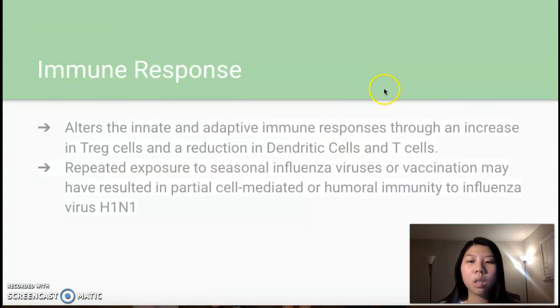As for the immune response, these are the innate and adaptive immune responses. The H1N1 virus altered the innate and adaptive immune responses through an increase in regulatory T cells and a reduction in dendritic cells and T cells. Some immunity has been built up through repeated exposure to seasonal influenza viruses and getting your flu shot and vaccinations, and these have resulted in partial cell-mediated or humoral immunity to influenza virus H1N1. This is partially done by interfering with antiviral and pro-inflammatory cytokine gene expression in the human macrophages and dendritic cells.